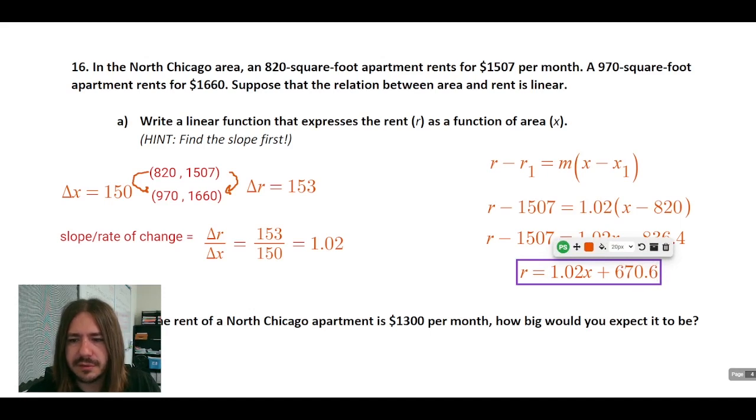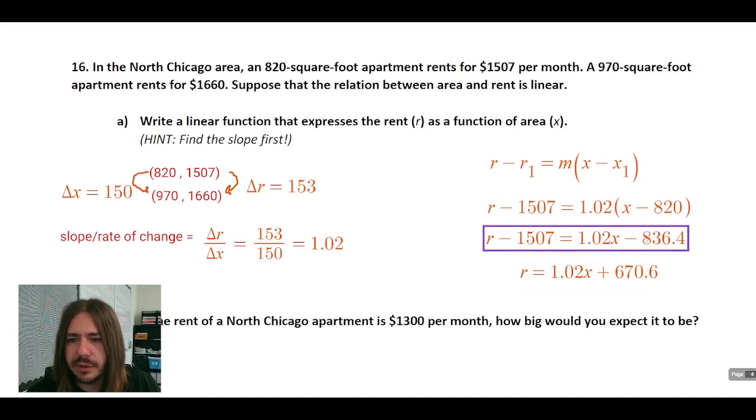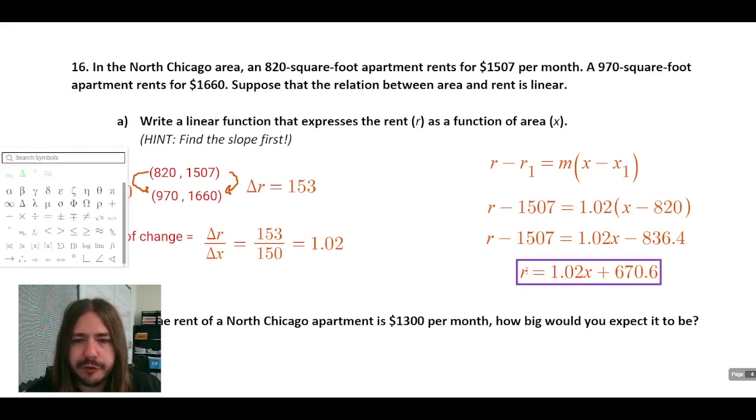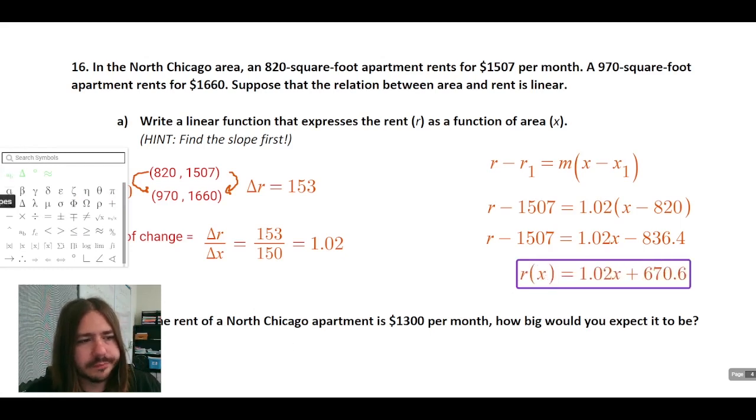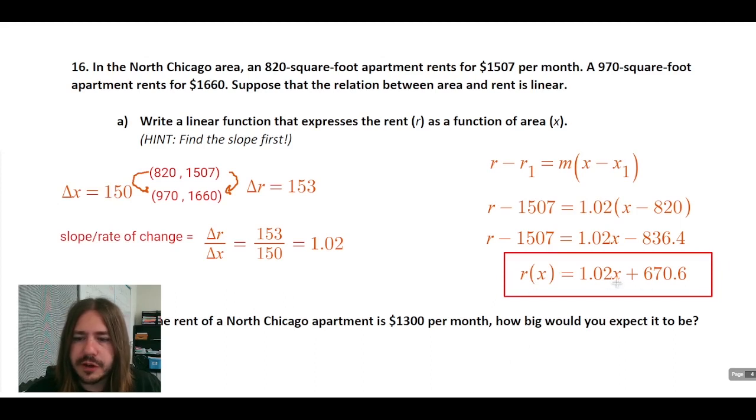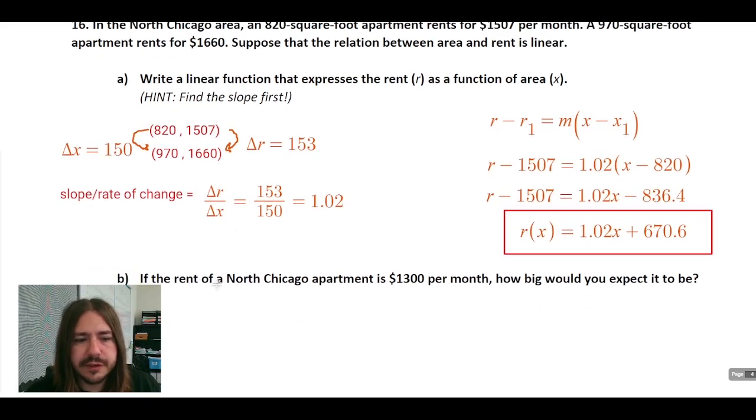Is that right? Wait a minute. Yeah, I guess so. I think we're good here. Okay, let's go ahead and box. Now, actually, before I box this, we do want it in function notation here. So I'm going to say r of x equals. Okay, so there's our function. That's going to be how we calculate the rent as a function of the area. So it says, if the rent of the apartment is $1,300 per month, how big would you expect it to be?